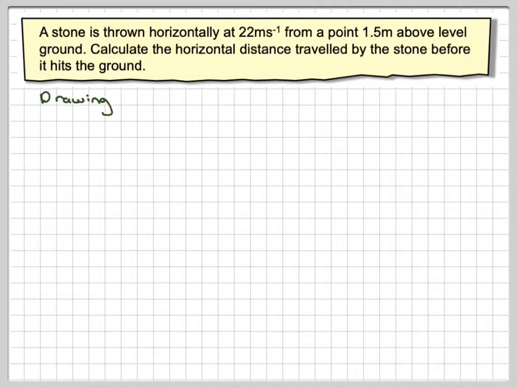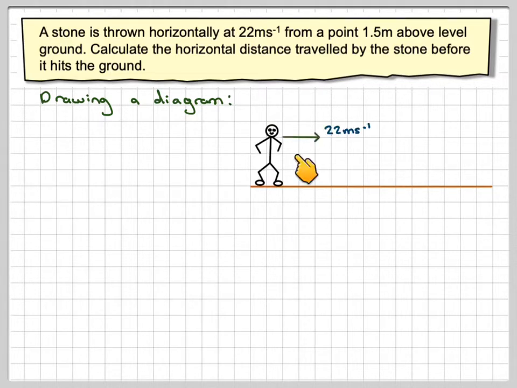So like all mechanics problems, drawing a diagram is quite important. So if we've got a man here, he throws a stone at a speed of 22 meters per second horizontally, so the angle will be 0 and his height is 1.5. This will be sort of the projection of the stone, and it will land X meters away from him.